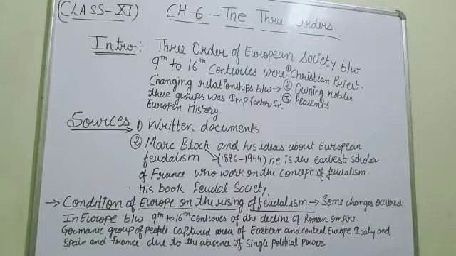Okay, students. Now next is the condition of Europe on the rising of feudalism. What happened when feudalism rose in Europe? In that time, what was the condition of Europe? So this is what we are going to see. There were some social and political changes that occurred in European society. Okay, those changes occurred in which time?